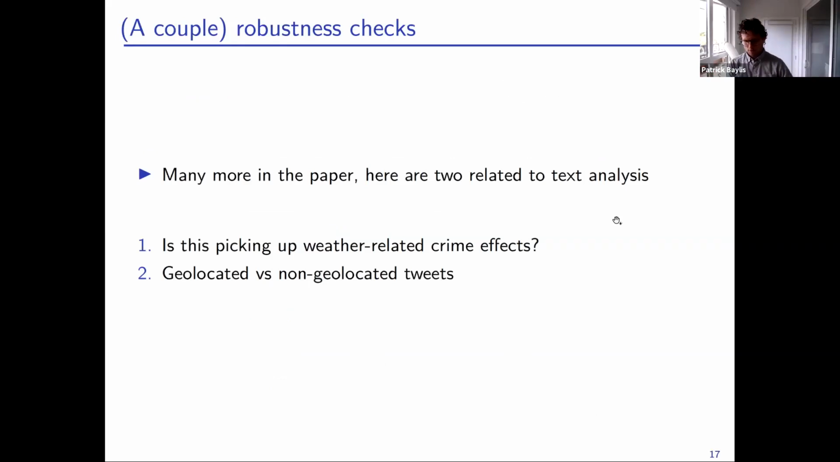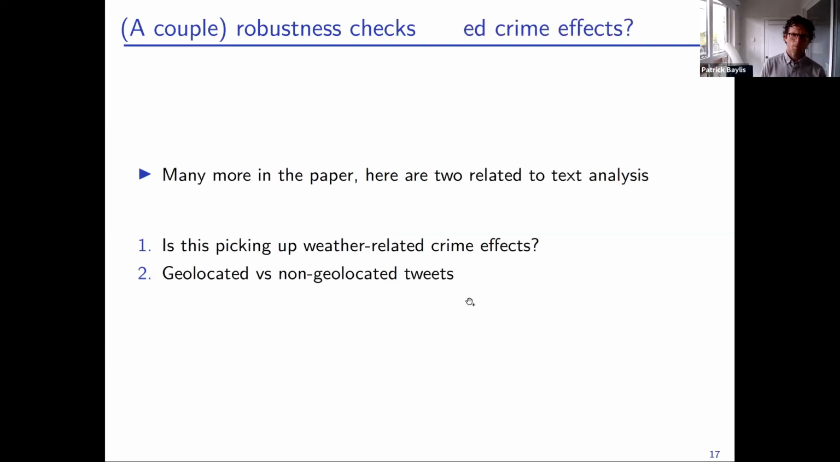Like I said, this is a paper that is published, which means it went through lots of rounds of reviews, which means there are a lot of robustness checks in it. And you're welcome to read them all. Please do. They took me forever, but here are two that I think are particularly interesting and related to text analysis. One is, is this picking up weather-related crime or also mortality effects? And two is, what is the difference between geolocated tweets and non-geolocated tweets? So this gets at Mulu and Juri's questions, the second one.